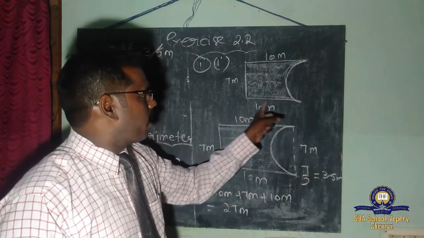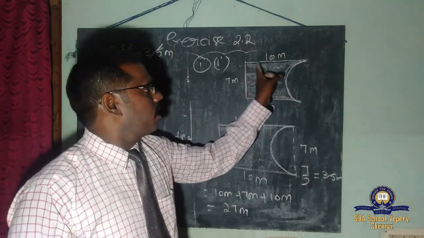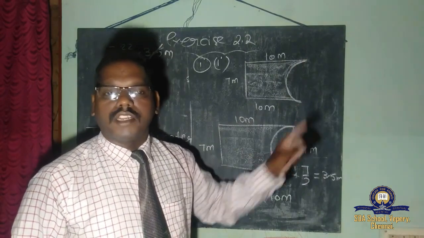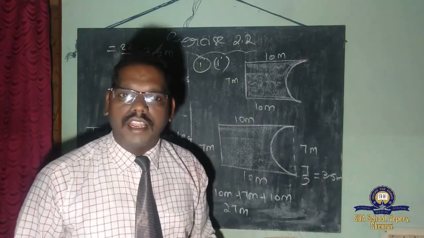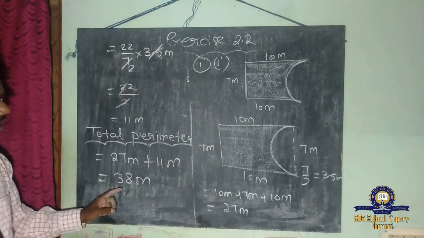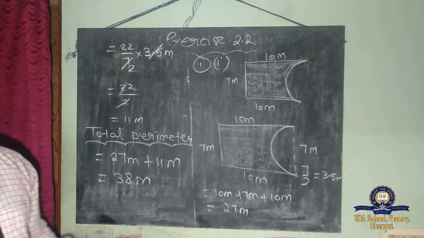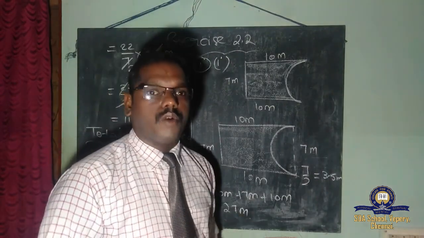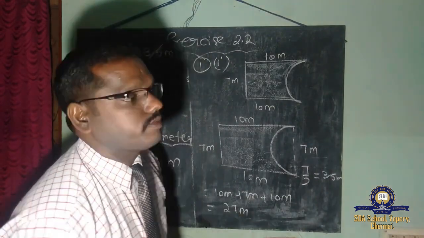From the starting point, coming here, then going there, again coming to the same point, what is the distance I have to travel? I have to travel 38 meter. Make it fast. Then we are going to find out what is the shaded region. How we are going to find out the shaded region?